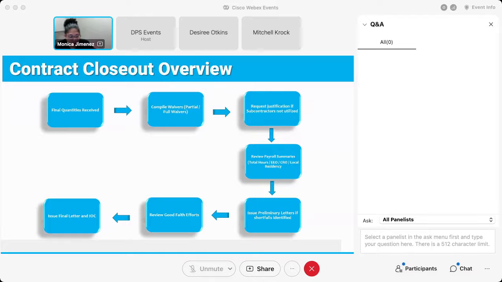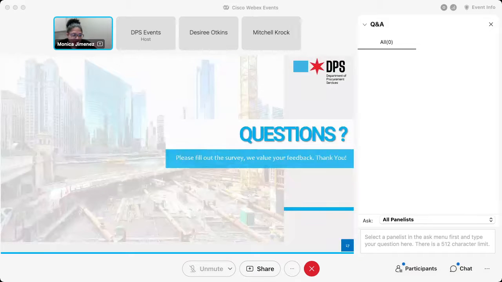In the end, we issue an interoffice communication to the end user, which is the department that managed the project, to say this is where the prime contractor has met or did not meet its commitments and goals. This now concludes not only the compliance portion of our panel, but also the overall presentation. Now I'm going to hand it back over to Jackie so we can begin the Q&A.